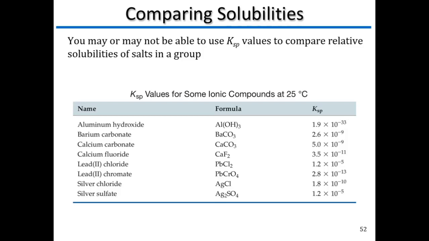What we have to do is find like salts. And what do I mean by that? I mean that we have a ratio of something like 1 to 1. So we have 1 Ba2+ for every CO3 2-. Or we have aluminum, 1 aluminum and 3 hydroxide, so a 1 to 3 ratio. Calcium fluoride, we have 1 calcium for every 2 fluoride ions, so a 1 to 2 ratio. So a like salt would be a 1 to 2 salt, or a 1 to 3 salt, or a 1 to 1 salt. So we can compare those. If they're not similar in that way, we can't compare them.